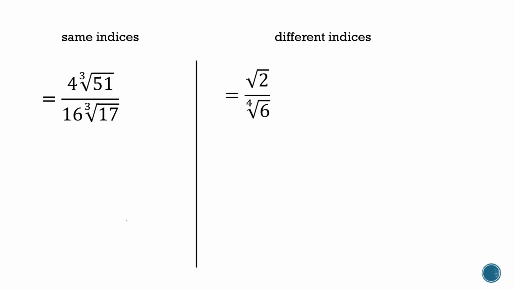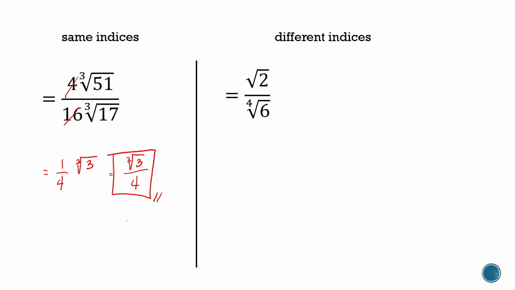If the radicals all have the same indices, all we need to do is perform the division on the coefficients and also on the radicands. So here, 4 over 16, we can simplify that as 1 over 4. 51 over 17, that's 3. So that's the cube root of 3 over 1, right? So the answer here is going to be equal to the cube root of 3 over 4. So that's how we divide radicals with the same indices.